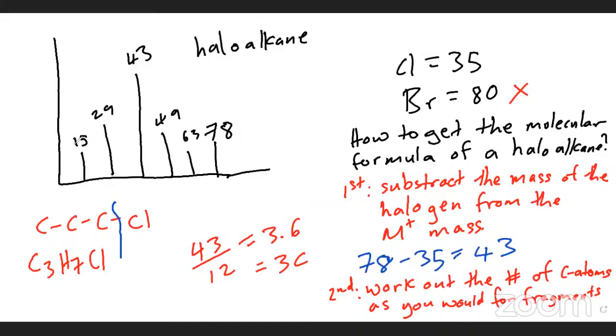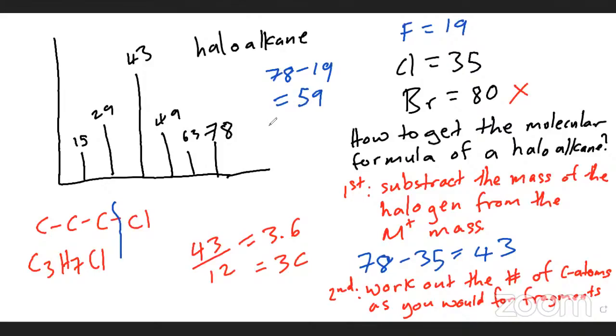All right, someone say, how do we know it was Cl? Because we were working under the assumption, but we can figure it out as well. So let's say it was fluorine. Fluorine is 19. Good. So if we say 78, take away 19, that would leave me with how much now? That would leave me with 59. All right.